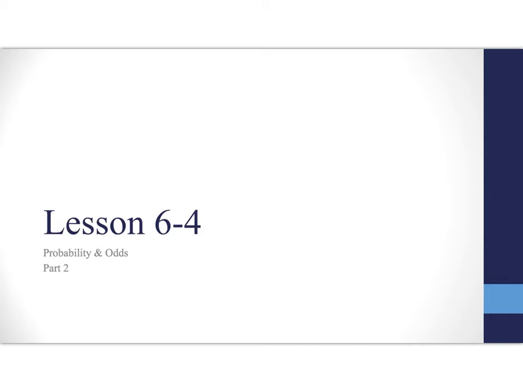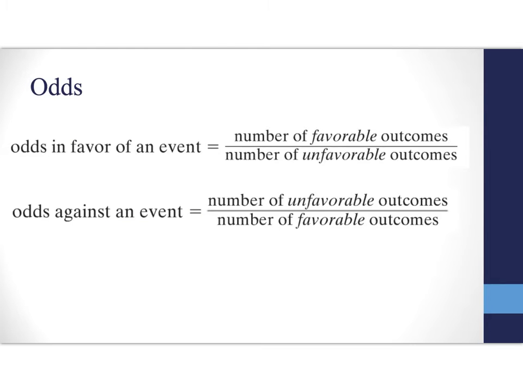This is the second part of the probability and odds videos, and today we're going to be specifically talking about the odds portion. When calculating odds, there's really two ways that you can look at the calculation of odds. One is you can look at the odds in favor of something, which means what are the odds that it will happen or will occur, or you can look at the odds against an event, which would be the odds that something doesn't happen. Either way, the formula is very similar.